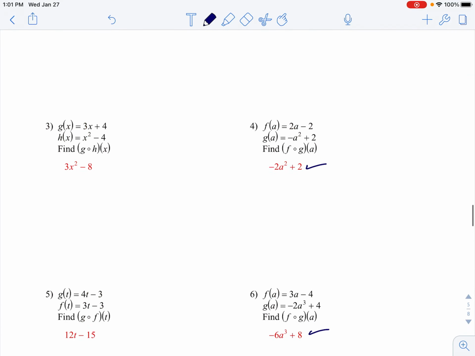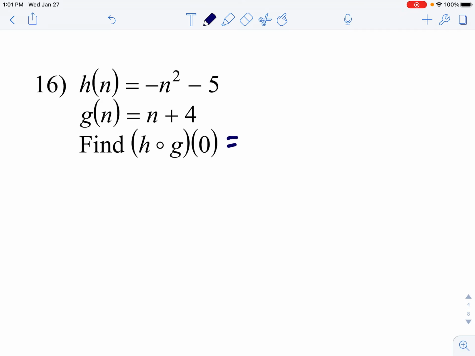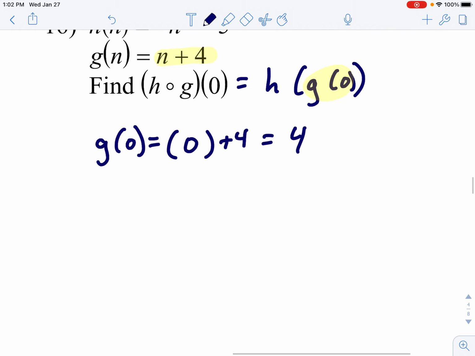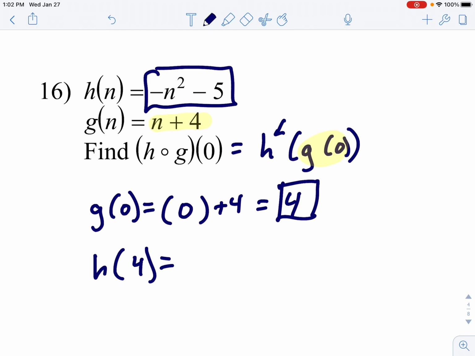One more just for good measure to make sure you follow, you understand, everything's good. So we need to do h of g of 0. We're going to plug 0 into g first. G of 0, that would be n plus 4. We'll make it 0 plus 4. 0 plus 4 is 4. Now take that answer and plug it into h, the next function. H of 4, that's right here.